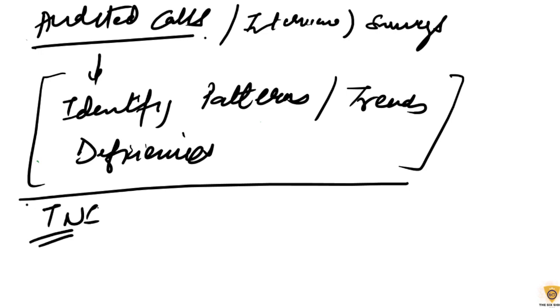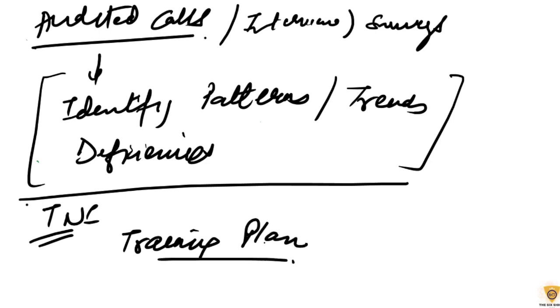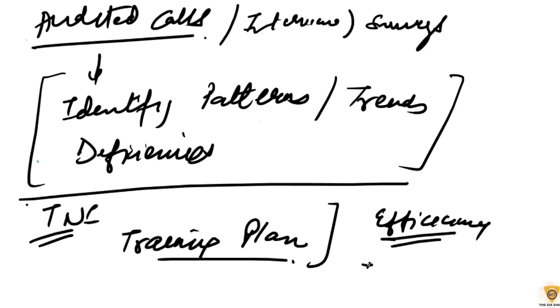The last step is that we devise a training plan. A training plan is made depending upon the identified gaps. And this includes setting clear objectives, determining the most suitable methods like classroom, online, or on the job, and then deciding on the appropriate evaluation methods to gauge the subsequent improvement. So we gauge the efficiency of the improvement.